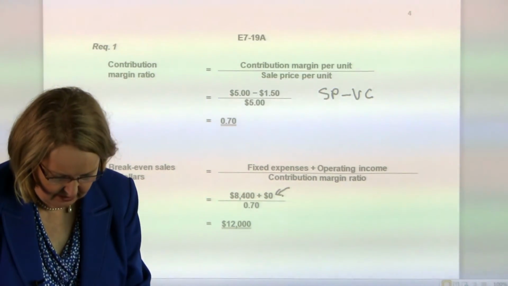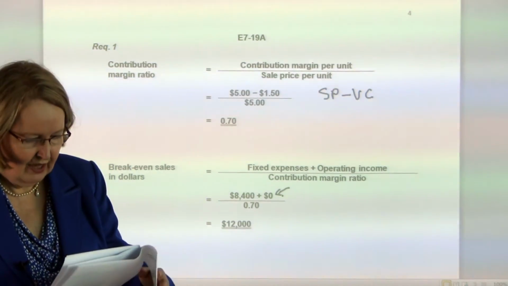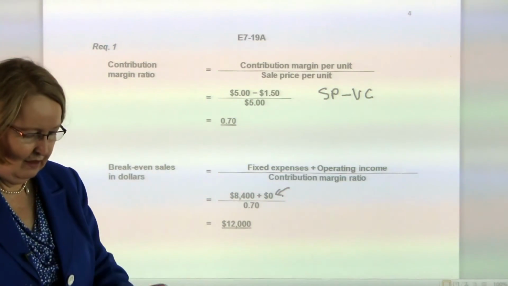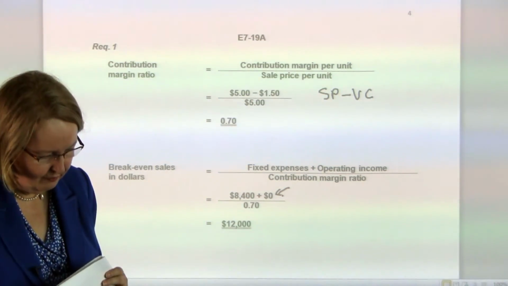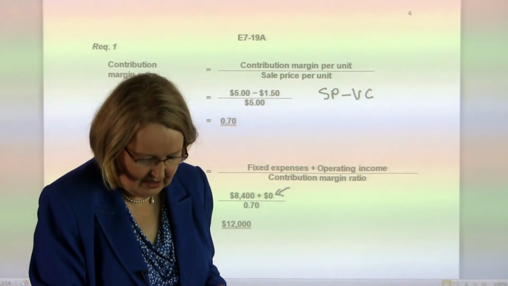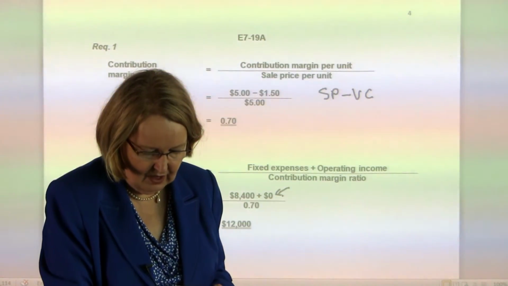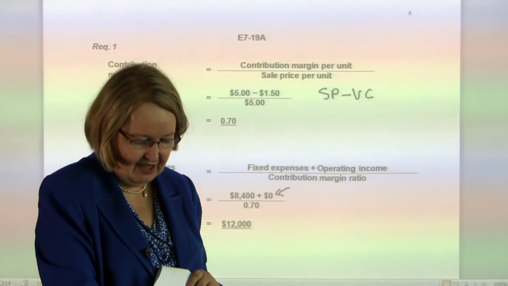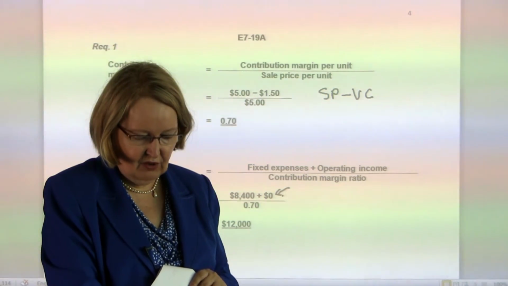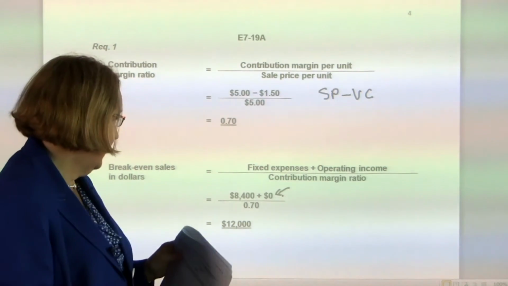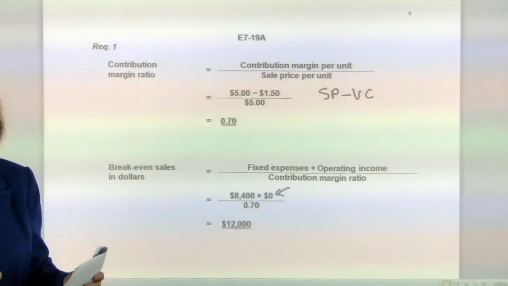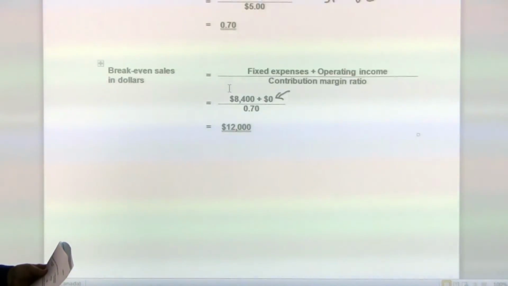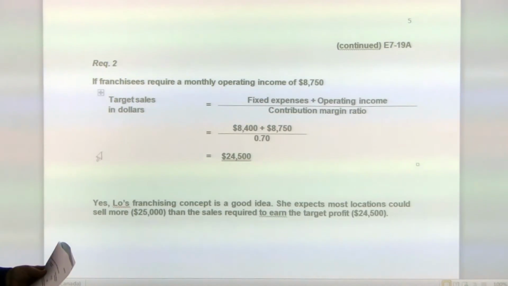Okay, so our second requirement, requirement 2, rather, is: is franchising a good idea if the franchisees want a minimum monthly operating income of $87.50, and Lowe believes that most locations could actually generate $25,000 in monthly sales. So now that we know our contribution margin, we can use that information to see what that would do to us.